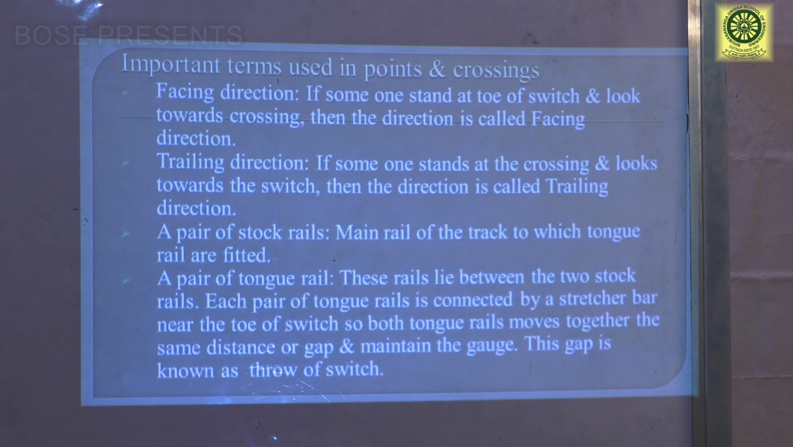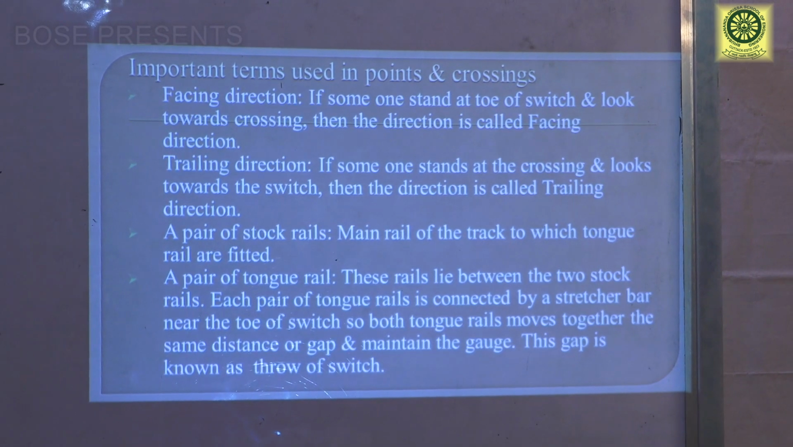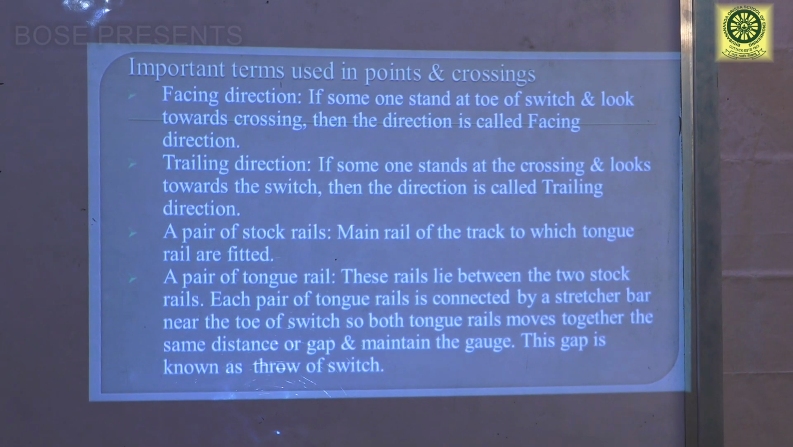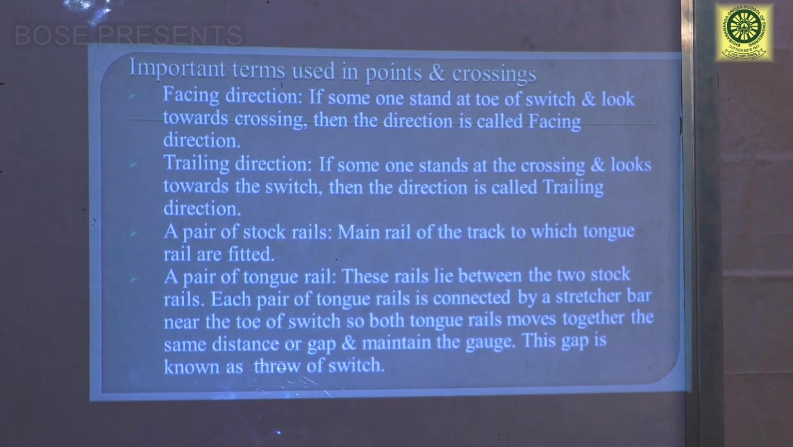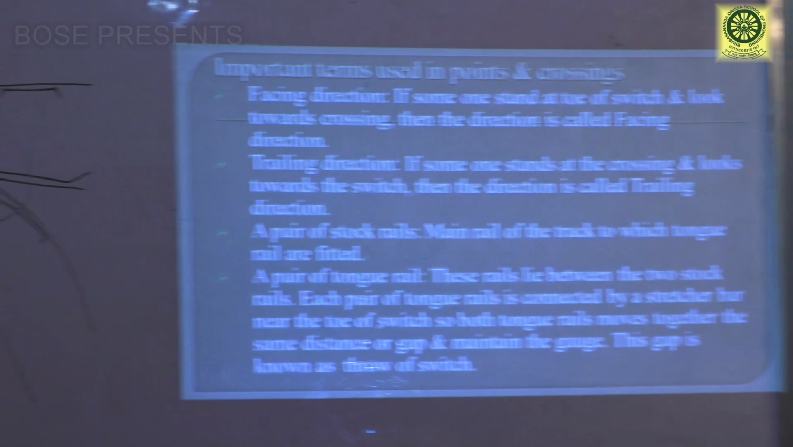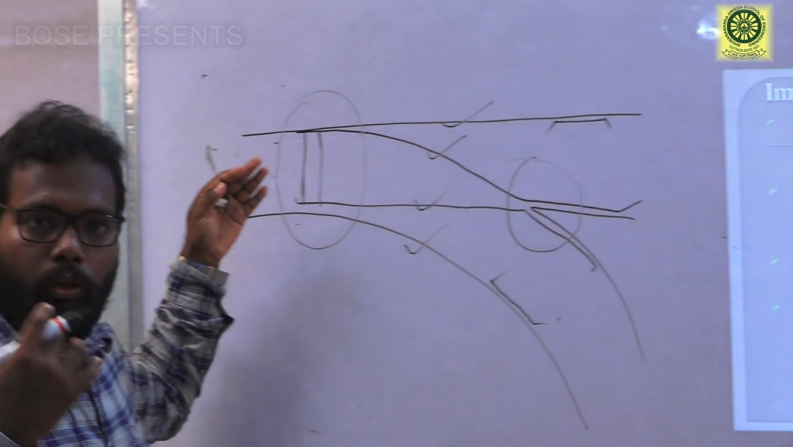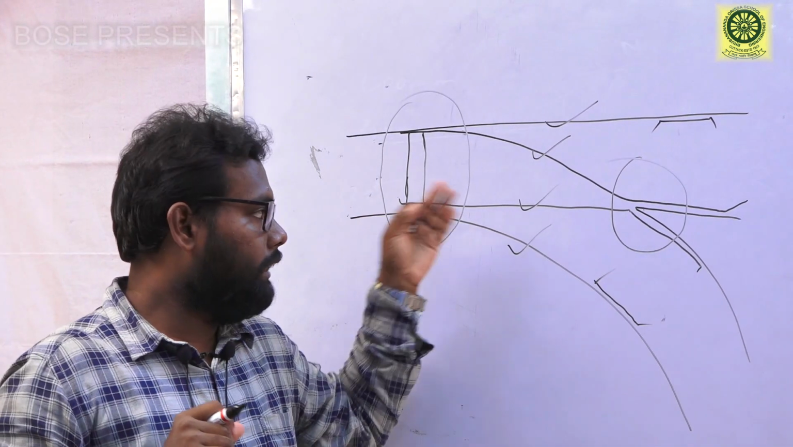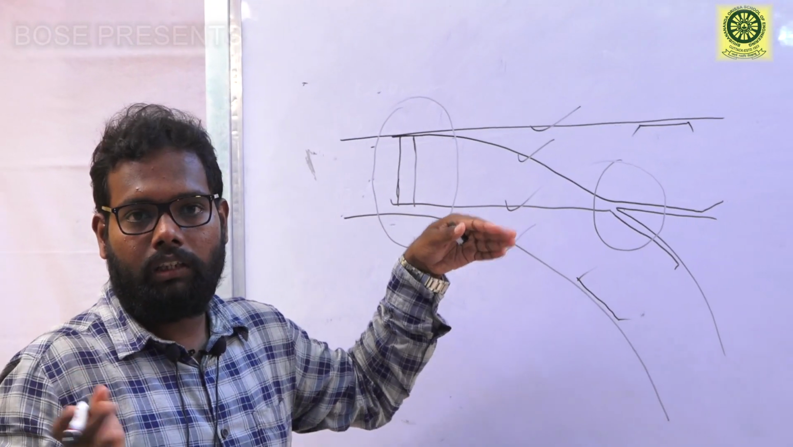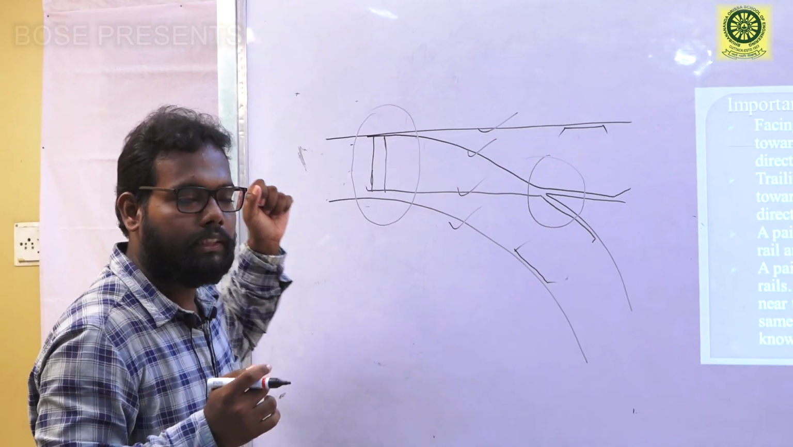Now the next one is some important points about point and crossing. The first one is facing direction. So look at the diagram. What do you mean by facing direction? By knowing the facing direction, we can say the turnout is either a left hand turnout or a right hand turnout. So what is facing direction?